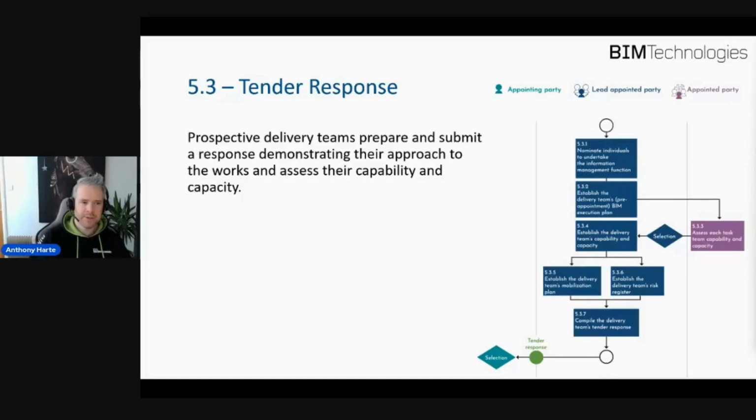So at this point as well, we look at nominating individuals to undertake the information management function as part of that tender response. So who's going to look at the information management for that team, and what the BIM execution plan will look like, which is a document set out to answer the client's requirements.